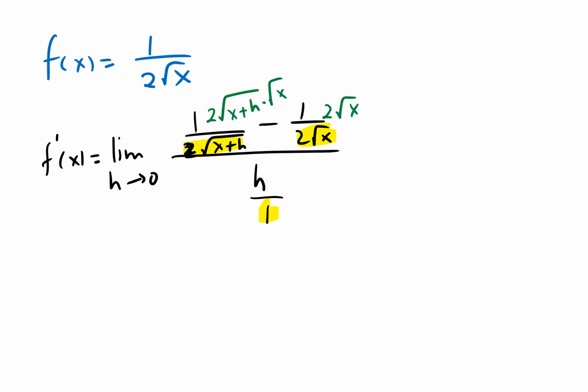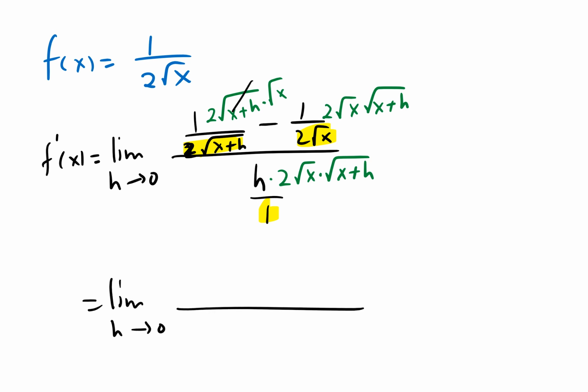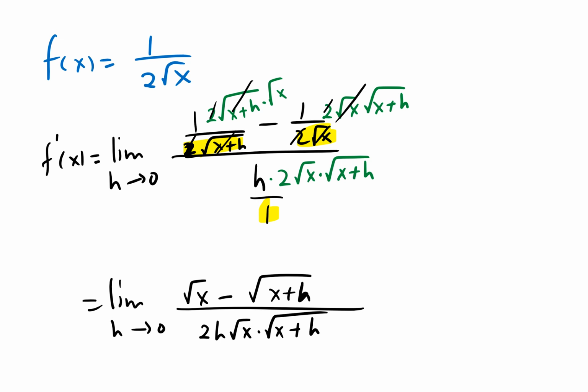2 times the square root of x times the square root of x plus h, and 2 times the square root of x times the square root of x plus h. That's the LCD. Let's see what that gives us. Limit as h goes to 0. Here these cancel out. The 2 cancel. You get root x minus the square root of x plus h, over 2h square root of x times square root of x plus h. Notice if you pass the limit as h goes to 0, you will get 0 over 0.